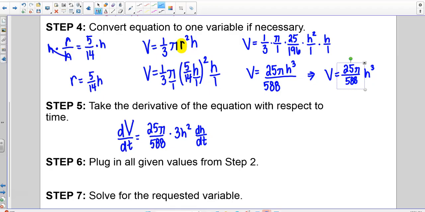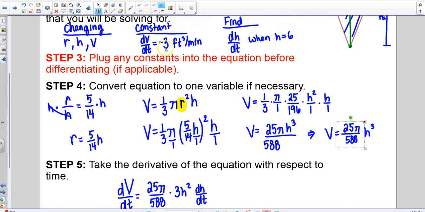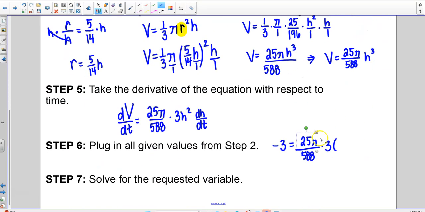I'm just going to go ahead and start plugging numbers in. So I've got to plug in all the values that I have from 2. So dV/dt is -3. So I've got -3 over here. I got 25 pi over 588 times 3. And then the h that I'm plugging in is 6, and that's squared, and then that's multiplied by dh/dt.